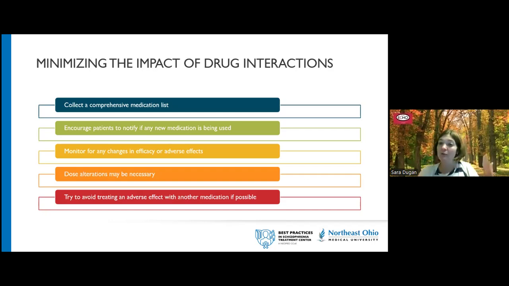And then watching for any changes in the patient. This was effective and now it's no longer effective. We're seeing new adverse effects. What might have changed? Looking, can we get rid of the interacting medications? Or if we have to continue them, what dose adjustments may we need to make? And trying to avoid adding extra medication.